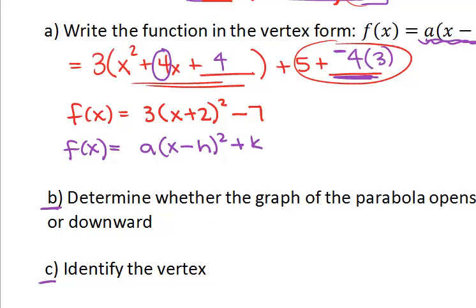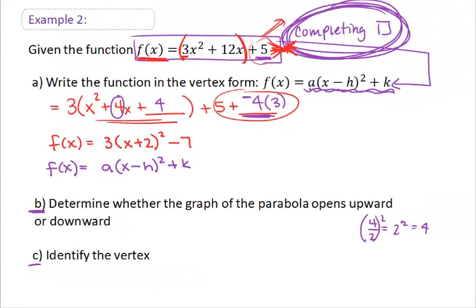So in part B, I want to know, does this parabola open up or down? Well, that comes from my a value. In this case, my a is positive. That tells us that our graph opens upward. So my answer is it opens up, which tells me that I'm going to have a U.